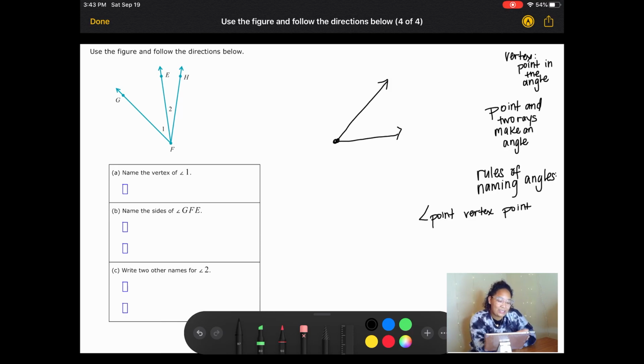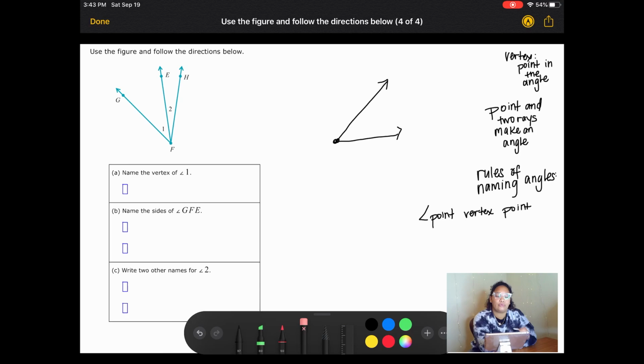So the question is asking, use the figure and follow the directions below. And it gives you this handy dandy picture here to help you with the answers. And it says, name the vertex of angle 1, give the sides of the angle GFE, and write two other names for angle 2. And I know the explanation gives you a nice long chunky thing to look at where you guys are just like, oh, I don't want to read this. But it is not so bad as you think it is.